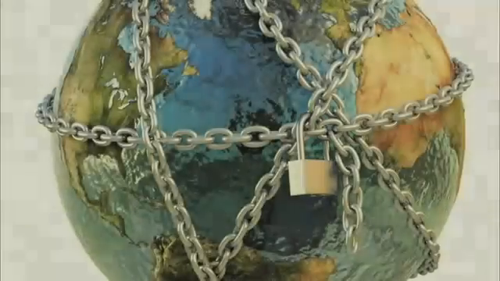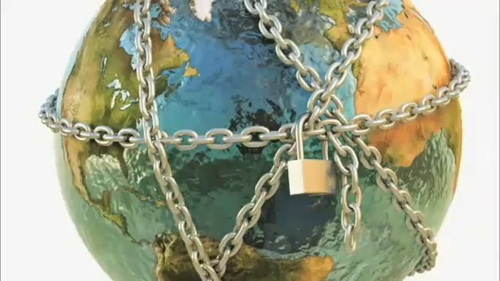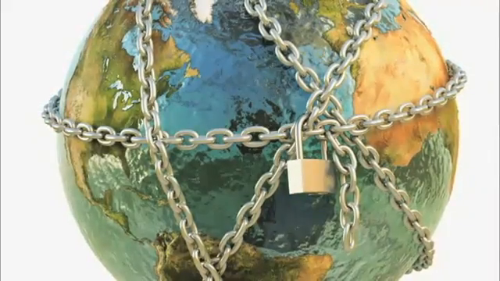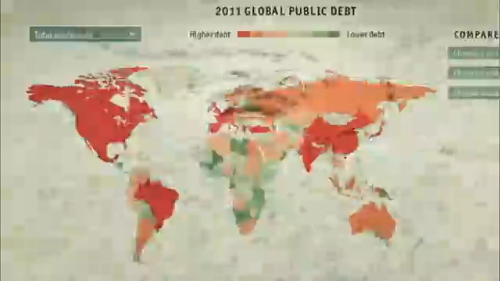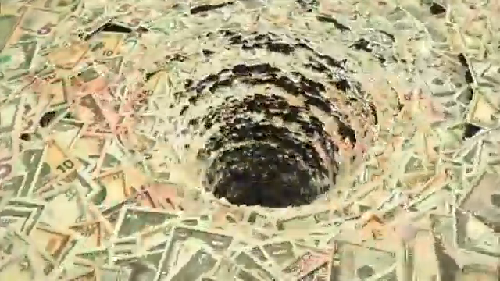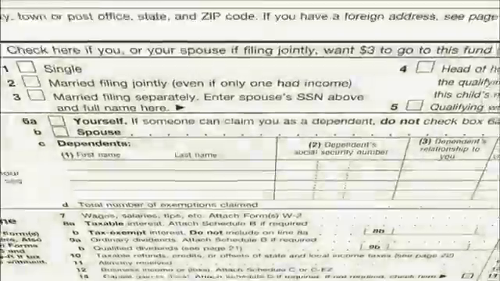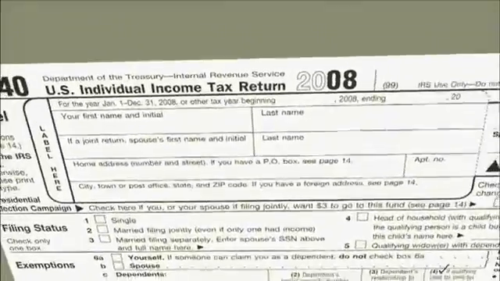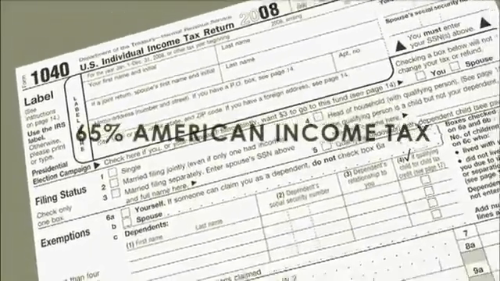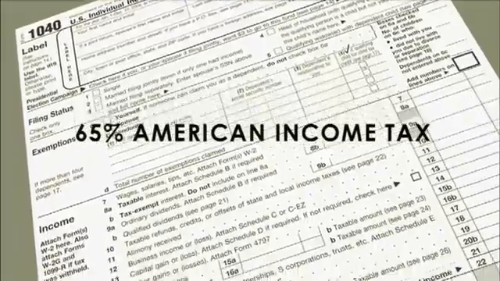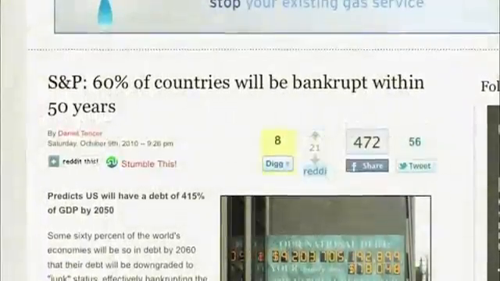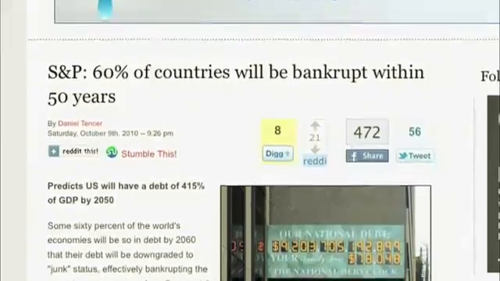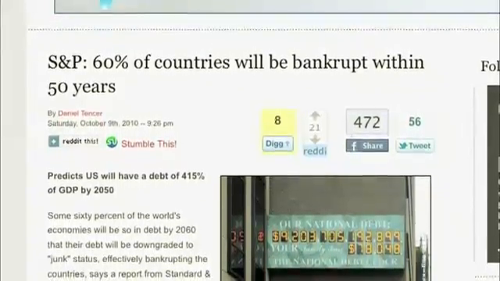There is no country out there that isn't now saturated in debt. The cascade of sovereign debt defaults we have seen can only be the beginning when the math is taken into account. It has been estimated in the United States alone that income tax would need to be raised to 65% per person just to cover the interest in the near future. Economists are now foreshadowing that within a few decades, 60% of the countries on the planet will be bankrupt.